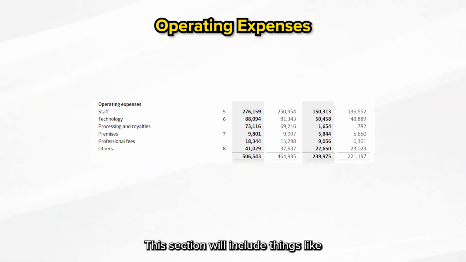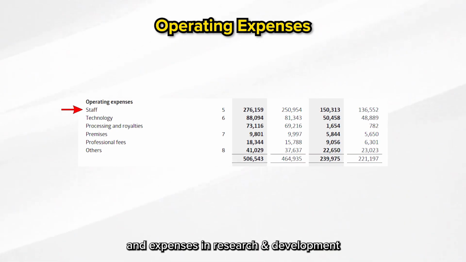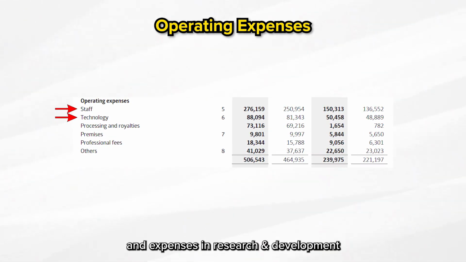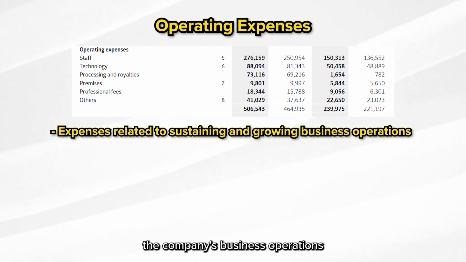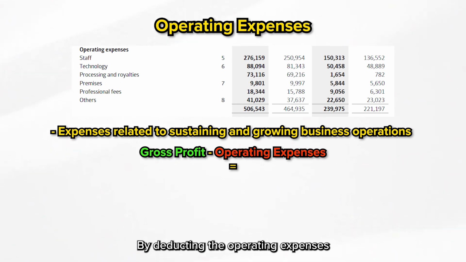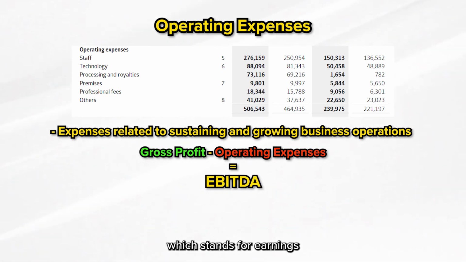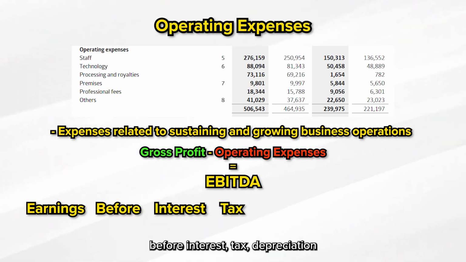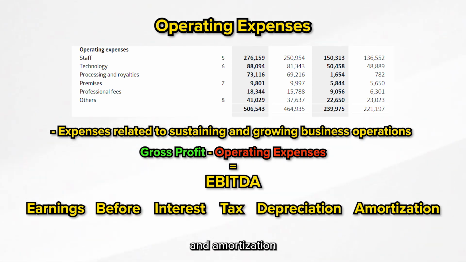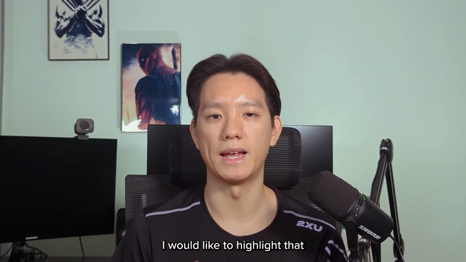This section will include things like staff salaries, marketing expenses, and expenses in research and development, just to name a few. These expenses are basically needed to sustain and grow the company's business operations. By deducting operating expenses from gross profit, you will arrive at the company's EBITDA, which stands for earnings before interest, tax, depreciation, and amortization.